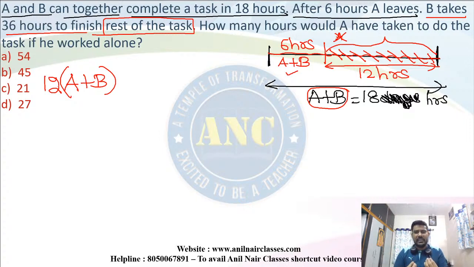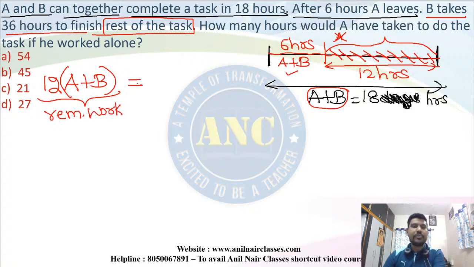If both A and B had worked for another 12 hours, by a little bit of sympathy they showed on the owner, and they both only continued for another 12 hours, then the remaining work would have been completed, right? This is the remaining work. But unfortunately, A had too much of fight with his owner, so he is not even ready to show that sympathy. He definitely wants to leave. And in this remaining work, whatever is left, that will be taken only by B.